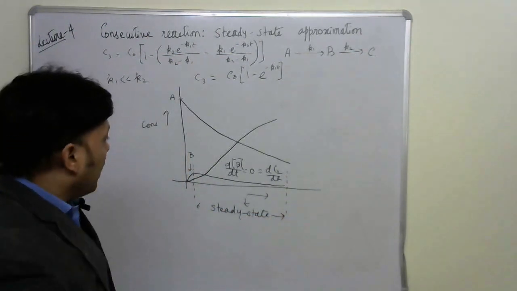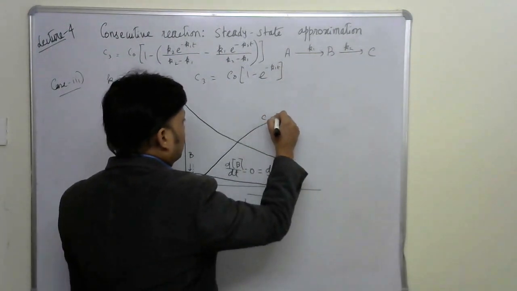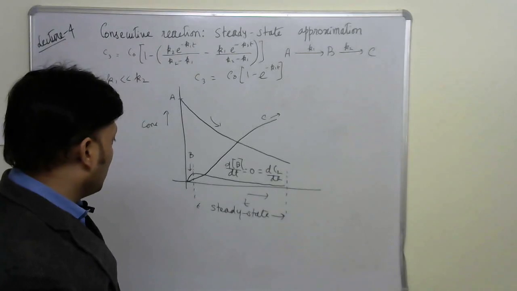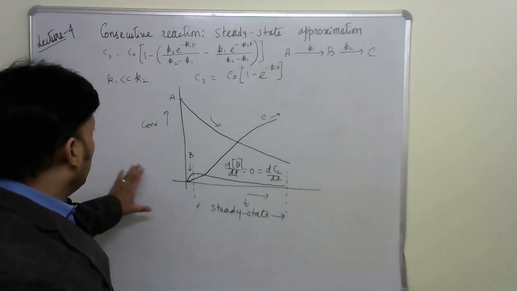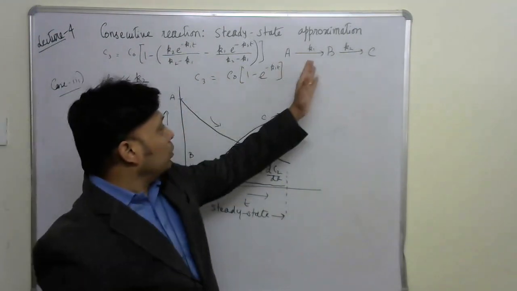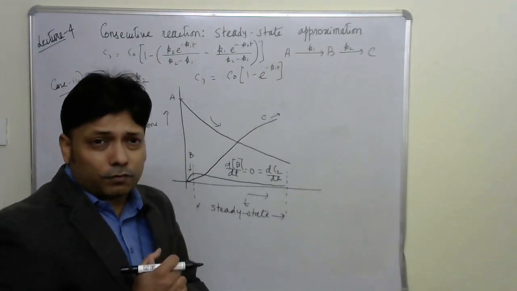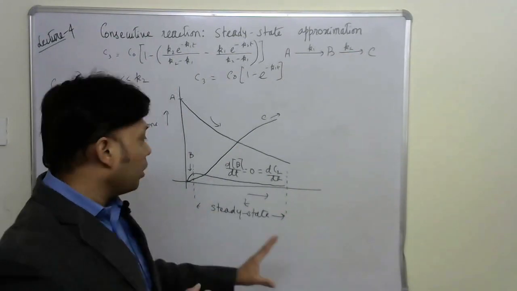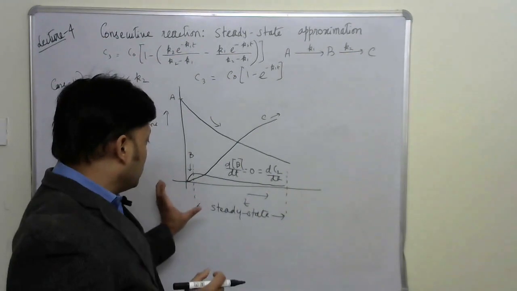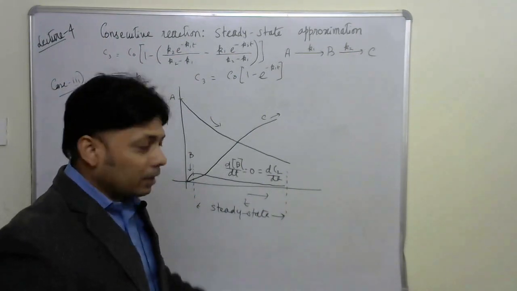Okay, and this is the concentration of C. This is the decay. This is how it decays. So therefore, in any consecutive reaction where A going to B going to C, where the rate constant of the first step is negligibly small, this gives rise to a situation called the situation of steady state.